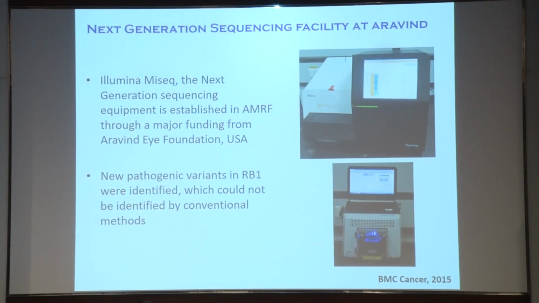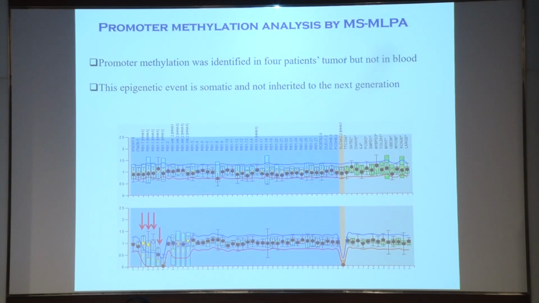Now this facility is what helped us to run our testing very fast. The next generation sequencing facility helped us find variants in the RB1 which could not be identified with our conventional methods. So this was important for us. The other important aspect is that it's faster, and in one go about 100 samples can be screened together.